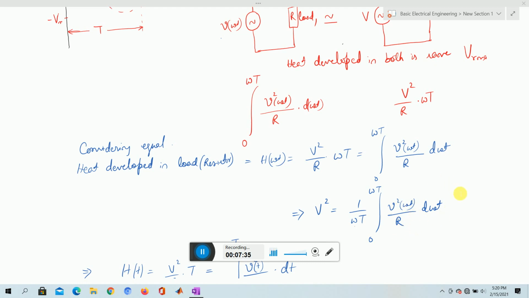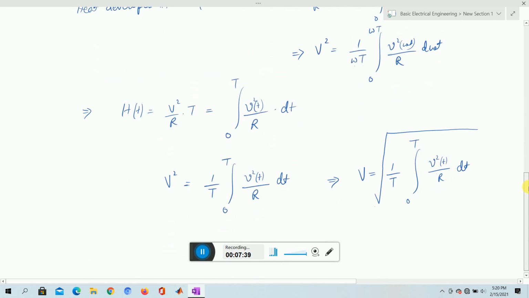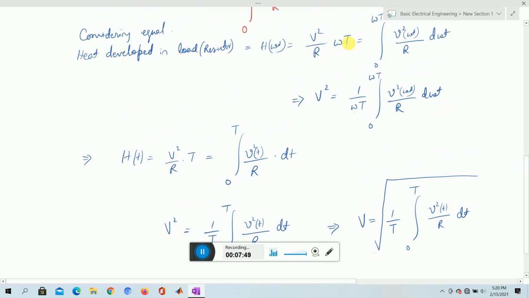We can get like this, but most of the books you will find in terms of time, so that's why we can also rewrite this heat in terms of t. And the only difference is that if I write in terms of t, just like here we are writing in terms of omega t, here we will write in terms of t. So 0 to t will be the limit and v square t by r into dt.